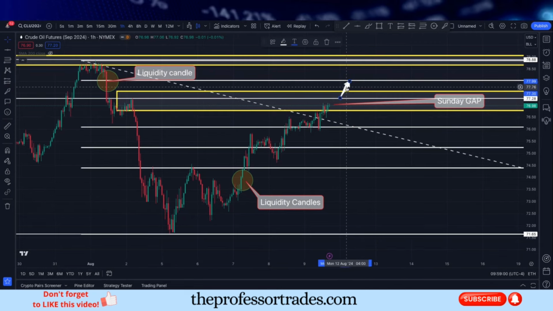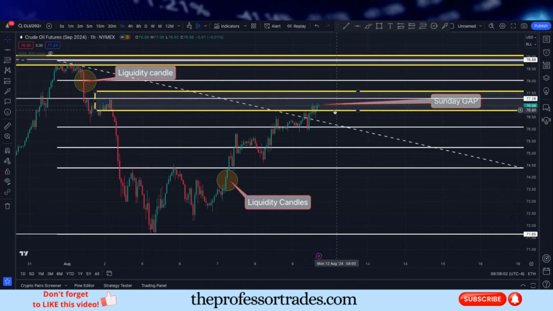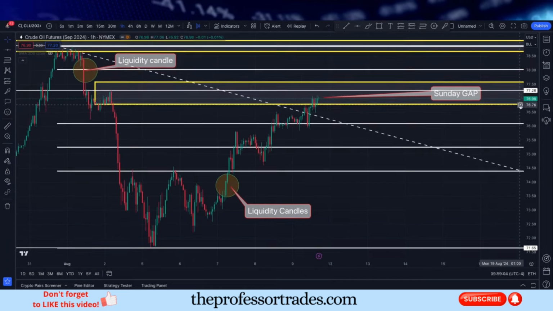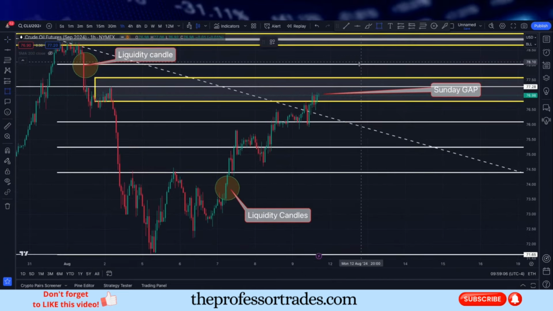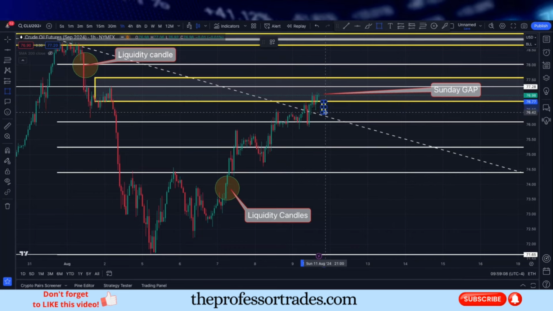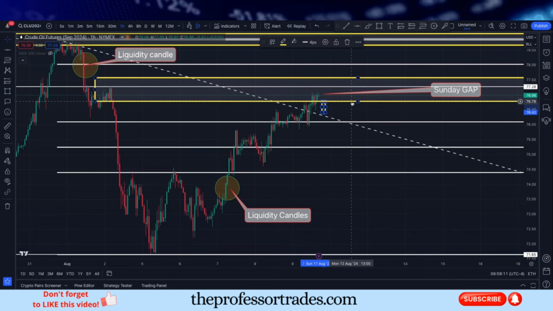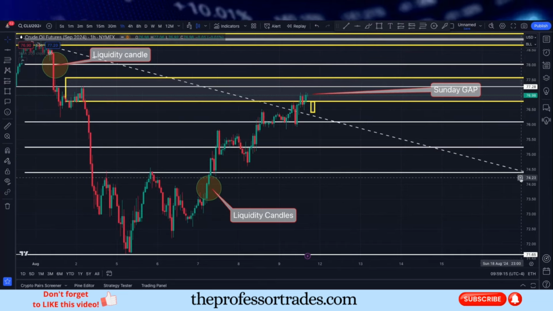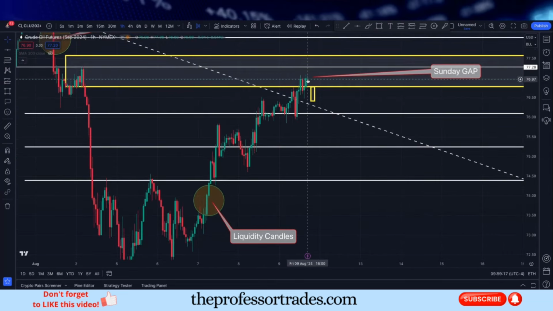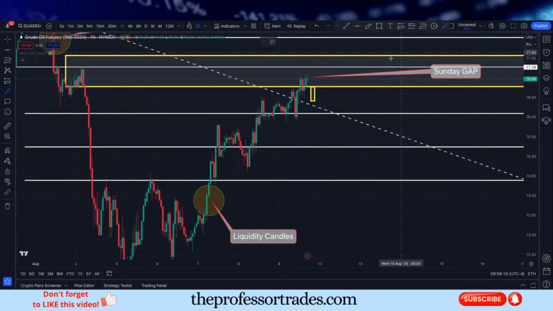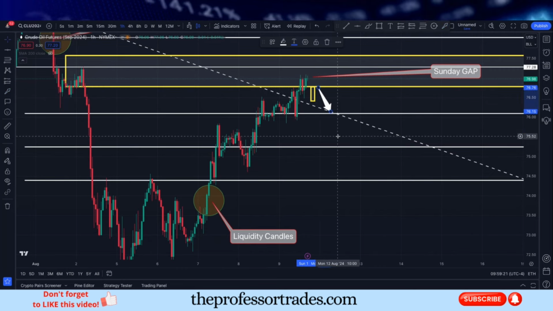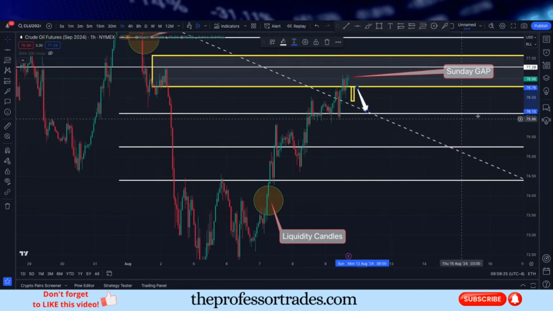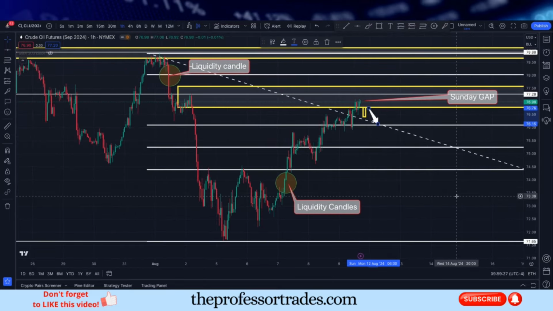If we reject this scenario here and we get price to close below this yellow box area here, and we're just going to call it 76.75, then at that point, and again, this will happen on a smaller time frame, we are looking to take this back down to this particular level, which is about 76.15. Okay, so just some intraday perspectives as you begin the week.